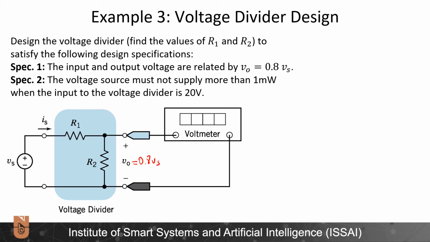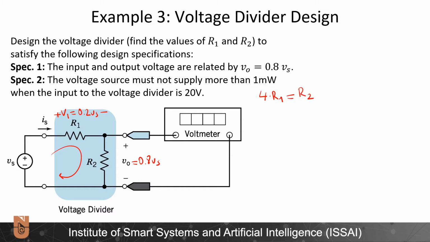Okay, let us see one piece of information which I know: V0 is equal to 0.8 Vs. Using Kirchhoff's voltage law, I can write that V1 is equal to 0.2 Vs, and from the voltage divider rule, I can then come up with 4 times R1 is equal to R2.